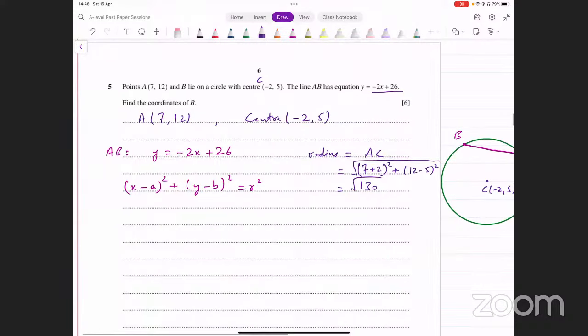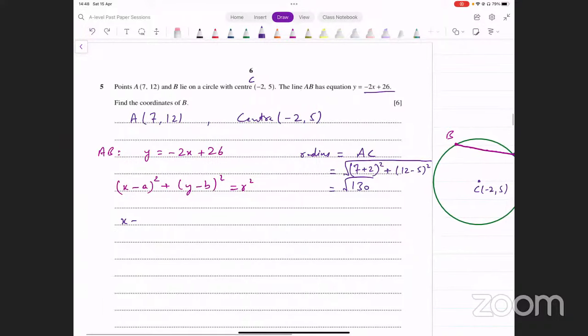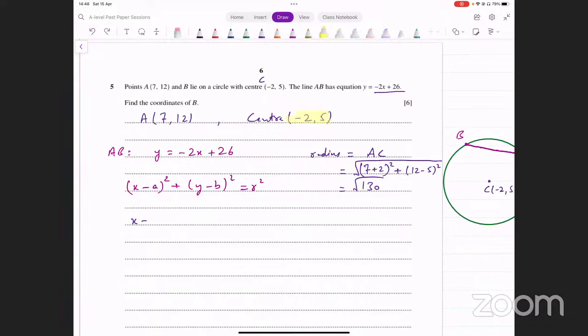अब आप इस equation के अंदर इनपुट कर दें, आपके पास सर्किल की equation आ गई. X minus a, remember what the center is, -2 and 5. So you're going to use the coordinates of the center, -2 and 5, and the radius, that's square root of 130. X minus a की जगह पे -2 डालना है, it becomes (x + 2)^2 + (y - 5)^2 = r^2, radius is square root of 130, उसका square करेंगे तो 130 आ जाएगा आपके पास.